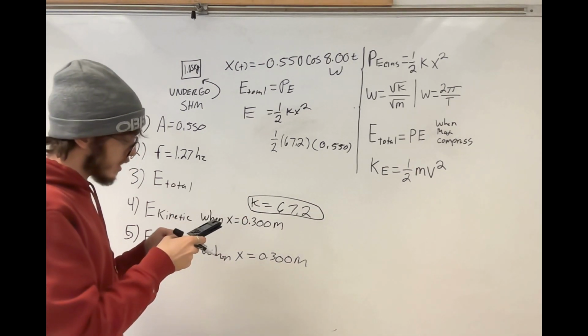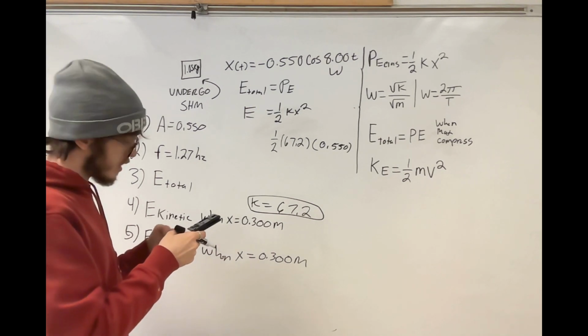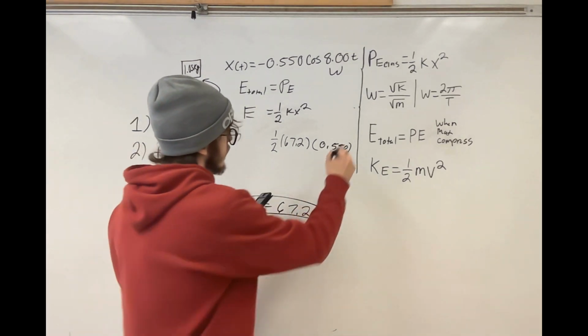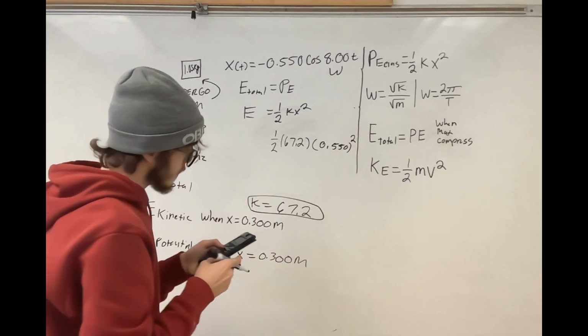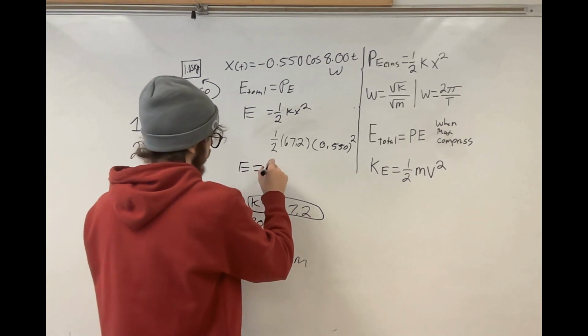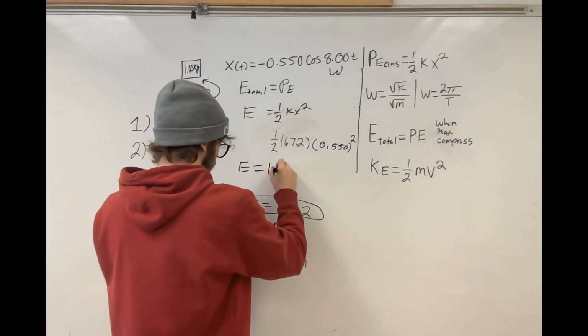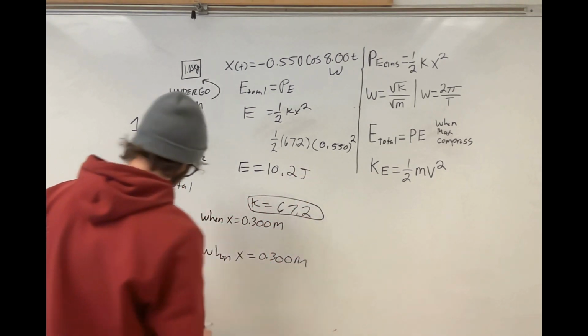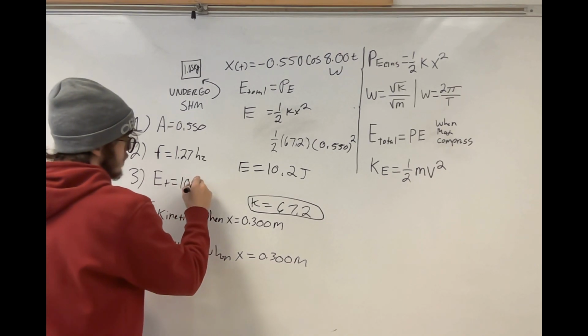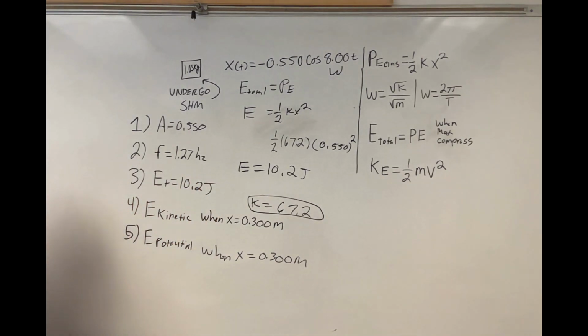So 67.2 times 0.55, and don't forget to square it. Our total energy, our maximum energy, or the energy of the system, is 10.2 joules. So we're going to say that total energy E is equal to 10.2 joules. We found the total energy of the system.